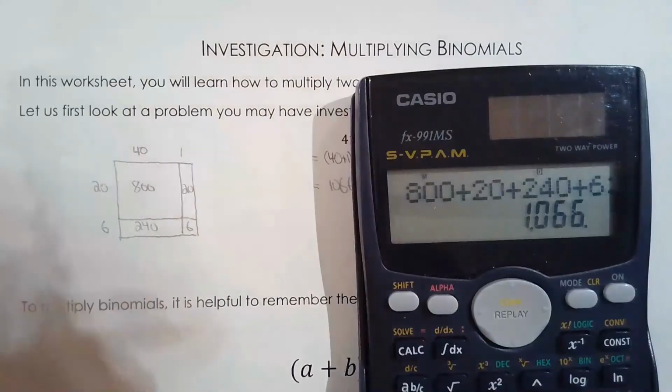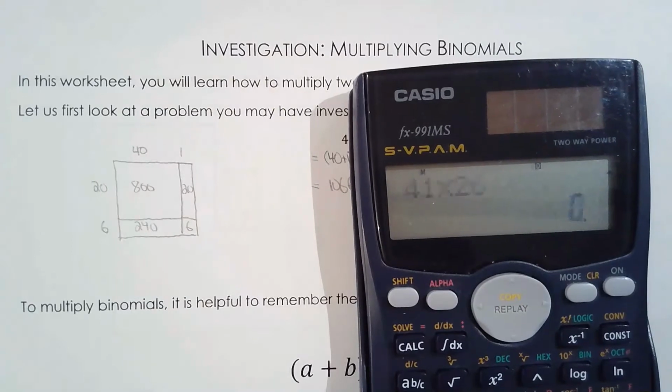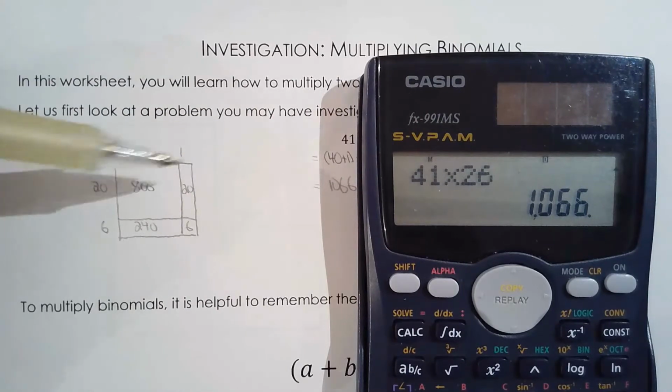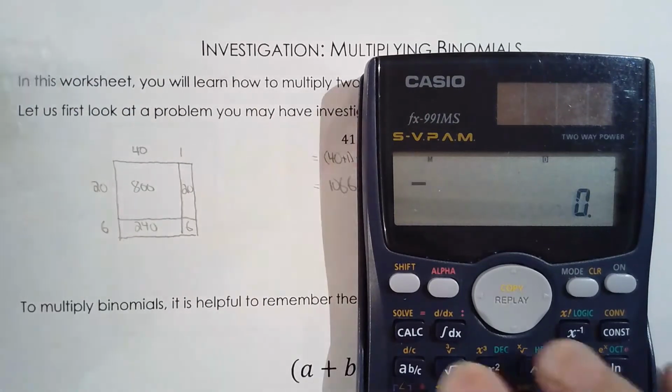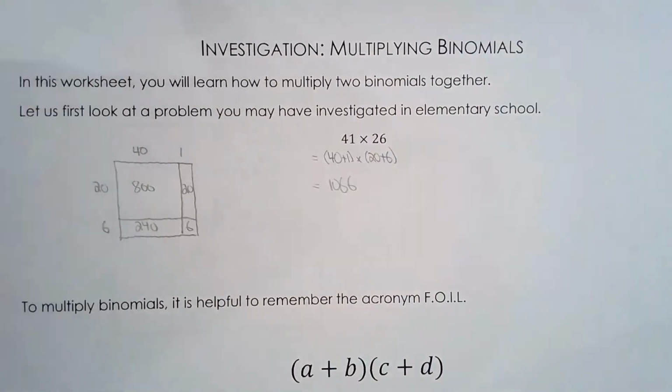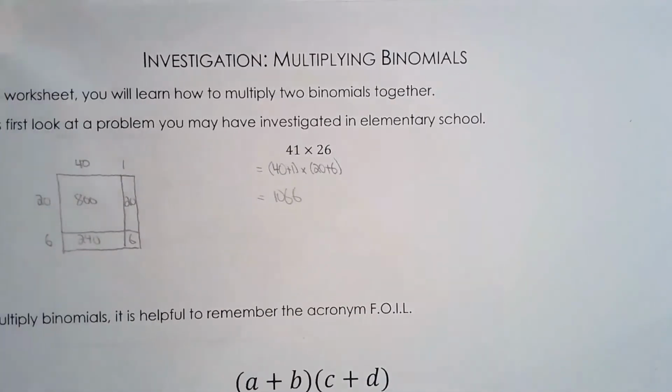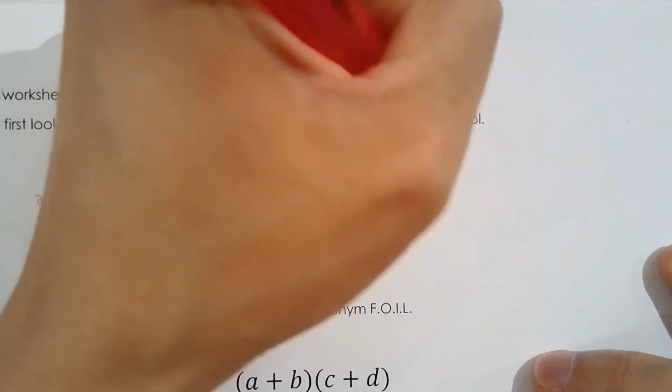Now let's triple check. 41 times 26. Hey, what do you know? So the area of the 4 rectangles makes up the area of the big rectangle. That's what our diagram is showing us. This is very similar to what you did last year, in fact. So I'm just going to highlight what you did last year.